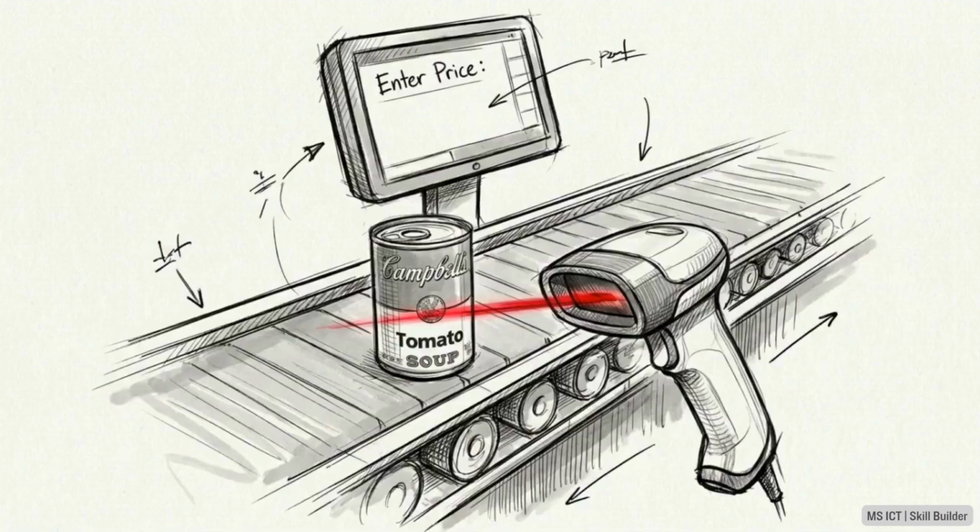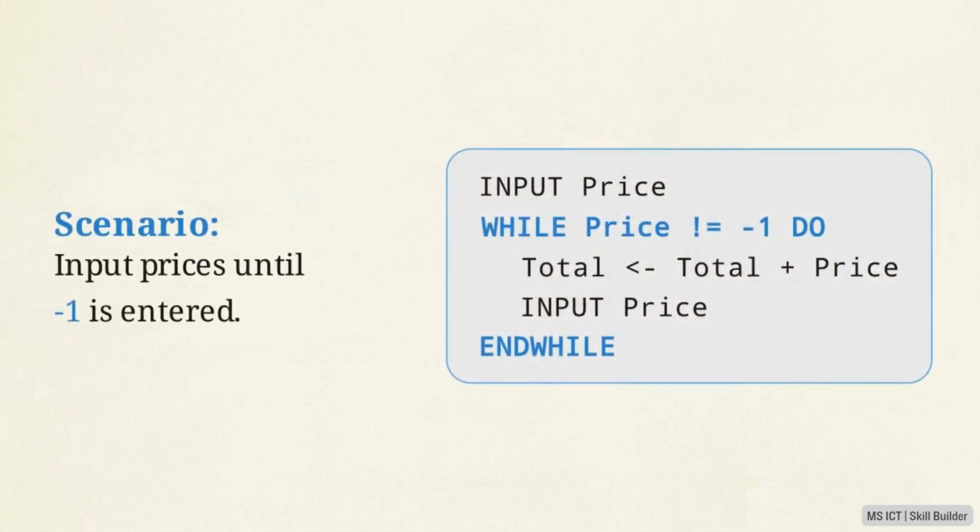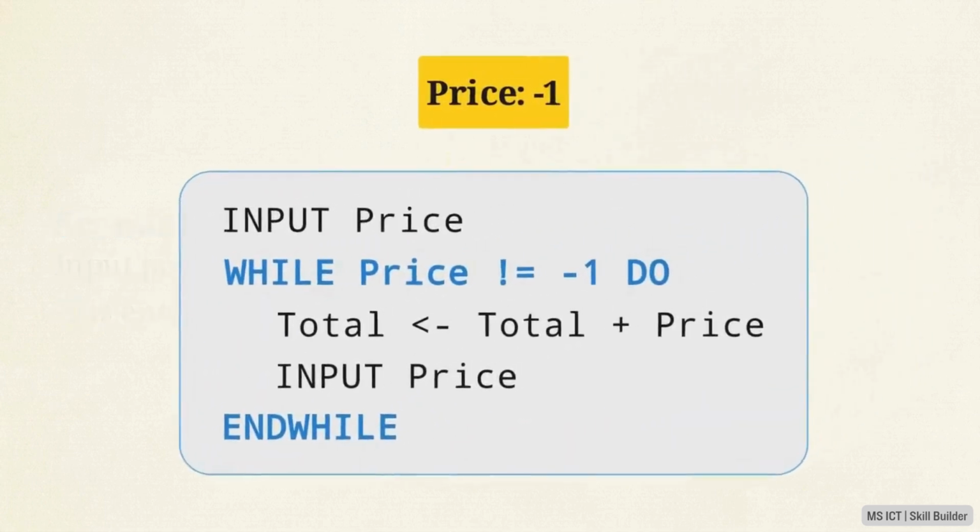In our second scenario, a supermarket checkout totals item prices until the cashier enters -1. That -1 is a sentinel value. Since the number of items is unknown, we need a flexible, condition-controlled loop that can stop at any moment. The while loop evaluates logic at the top of the block. If the very first input is -1, the condition is false immediately. The gatekeeper blocks entry, skipping the entire block without running the code.